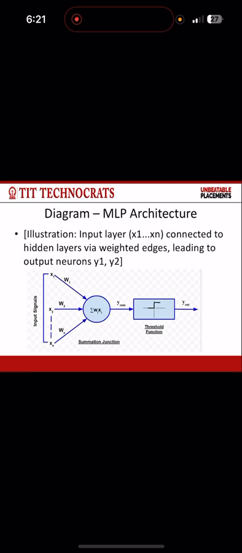This is the basic diagram of the multi-layer perceptron architecture, which has a number of inputs and corresponding weights, applies the summation on the inputs and their corresponding weights, and then applies the activation function.